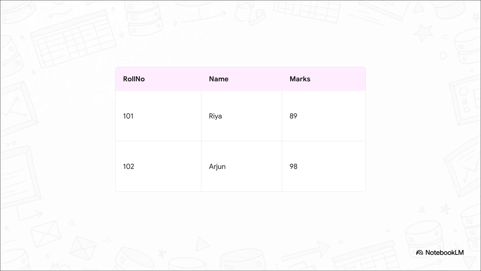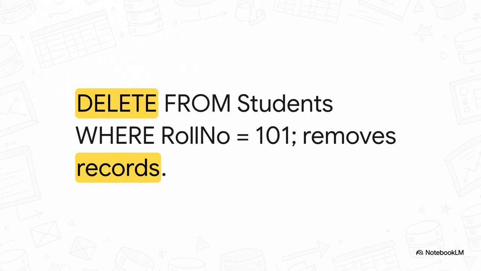No sweat. Finally, what happens if a record just isn't needed anymore? Like maybe Ria transfers to a different school. SQL lets us remove her record entirely with the delete command. We write, DELETE FROM students WHERE roll_no = 101. Once again, that where clause is absolutely crucial. It acts as our safety net to make sure we're only deleting the specific student we mean to.